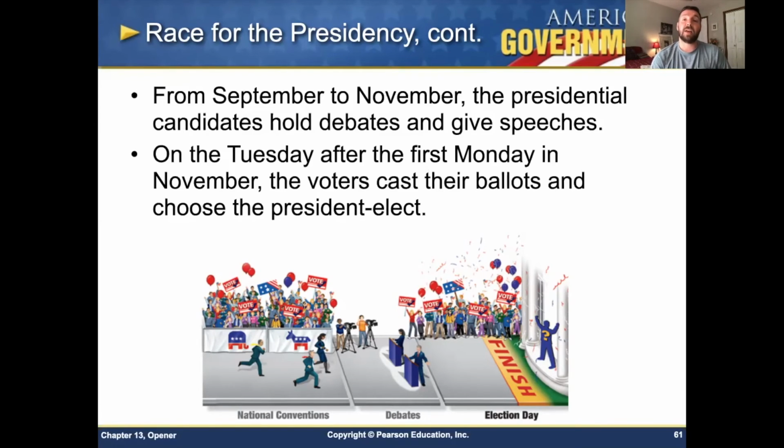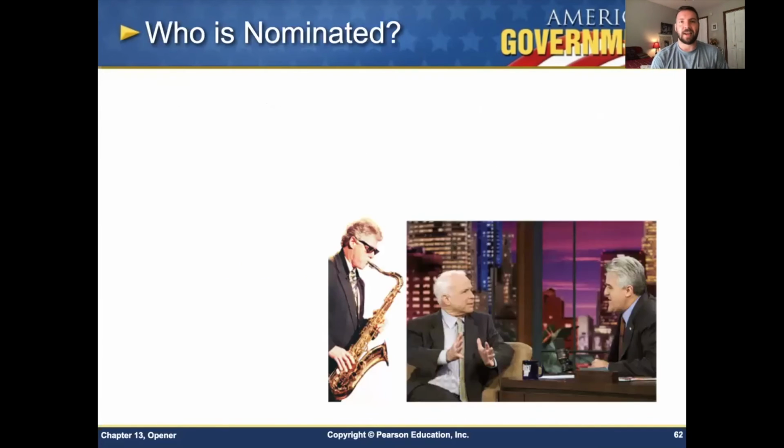On the Tuesday after the first Monday in November, the voters cast their ballots and choose the president-elect. And then you have this window between November and January of the next year. That's when you have the transition and, starting to move people out, move people in to the White House, that kind of thing.